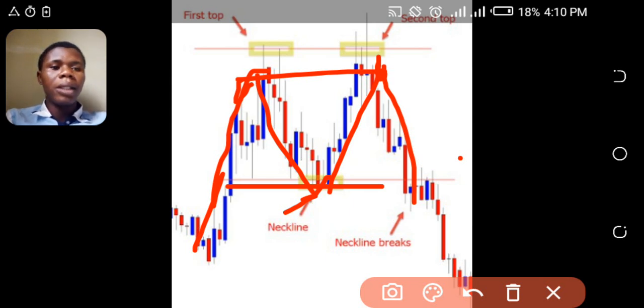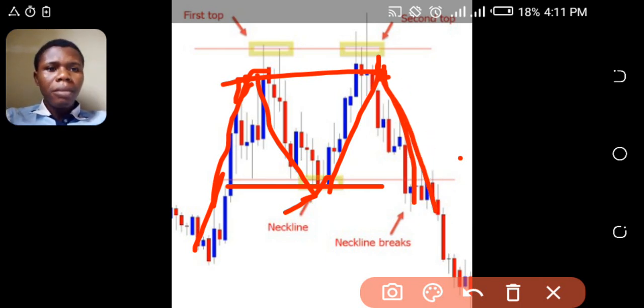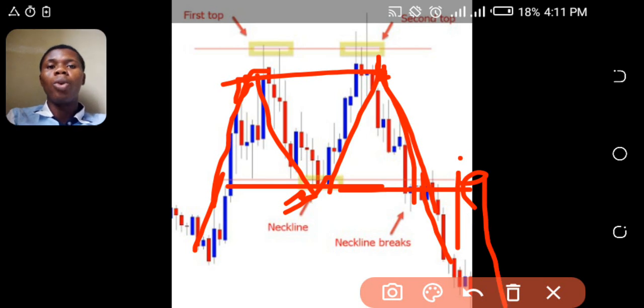Now take note of this. We got a resistance here, another resistance, first top, second top. It has been confirmed. Then we got a break. Now for beginner traders, two things are bound to happen. One, you can wait for the market to come down and give you a confirmation here to this neckline. Don't forget I said neckline. I'm going to be showing you how you should enter. The market will give you an opportunity for you to enter here and ride the price to the downside.